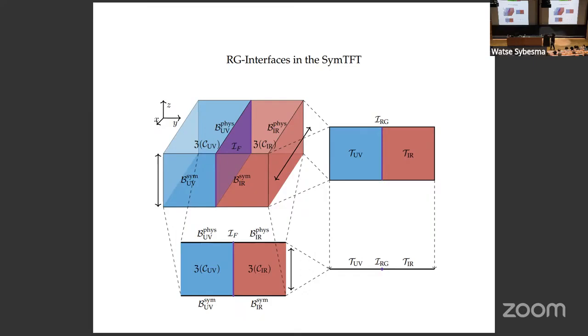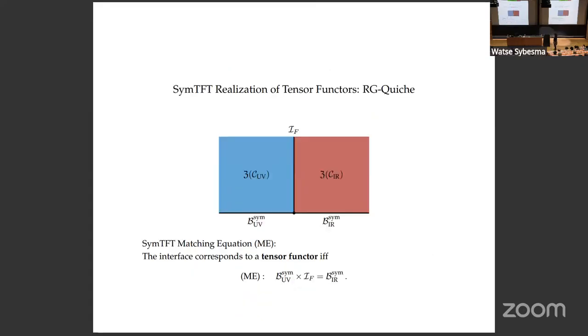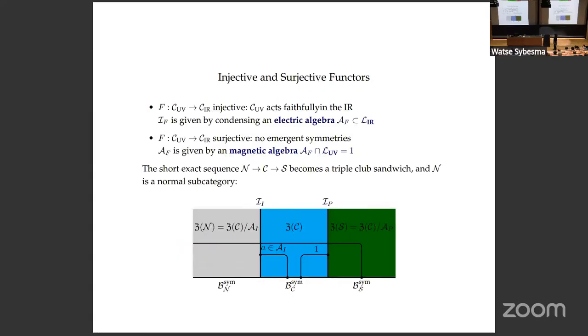So a tensor functor gives, again, one of these interfaces in the SymTFT. And the rule is very simple. This thing here gives rise to a tensor functor if and only if, when I slam it down onto the UV boundary, it's topologically equivalent to the IR boundary. That's the condition, and we can prove this quite generally. And now we can also do all these other things. We can do injective maps. It means that all the ones that end on the interface also end on the symmetry boundary here.